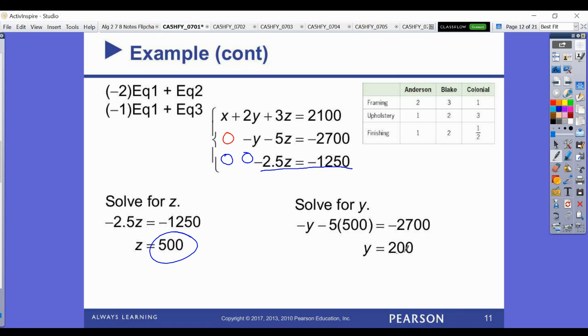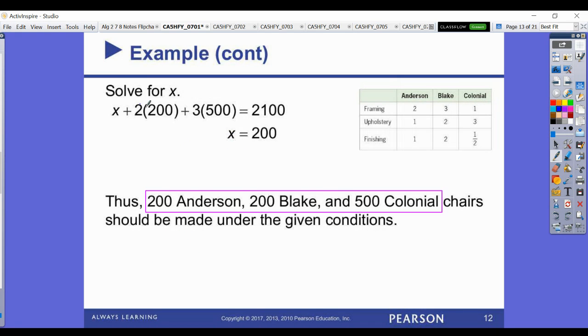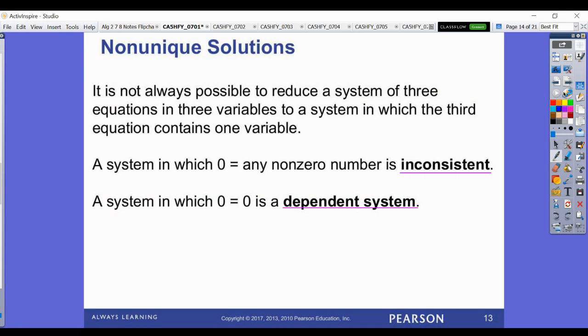Anyway, y equals 200, and then you can plug in the z and the y into that first equation to find out that x is 200. So in order to utilize all of their materials and all of their framing, upholstery, and finishing time, they would need to make this quantity of each kind of chair. So this is basically to help a company maximize their productivity.